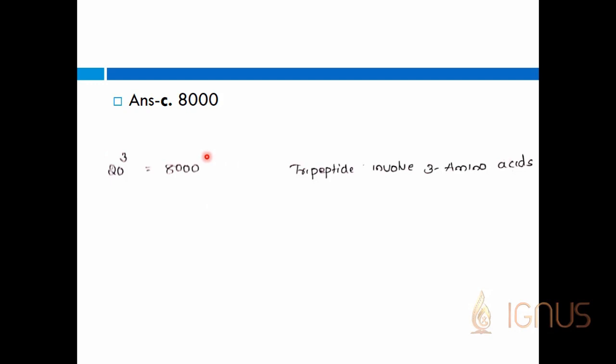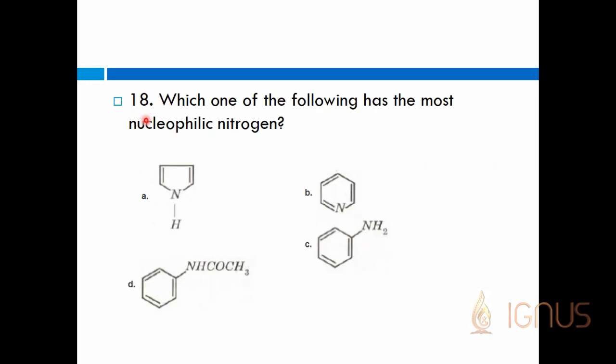Each tripeptide requires 3 amino acids. What's the maximum number of tripeptides that can be formed from 20 amino acids? It is 8000. Question number 18. Which one of the following has the most nucleophilic nitrogen?